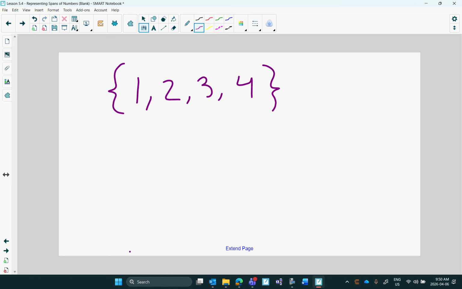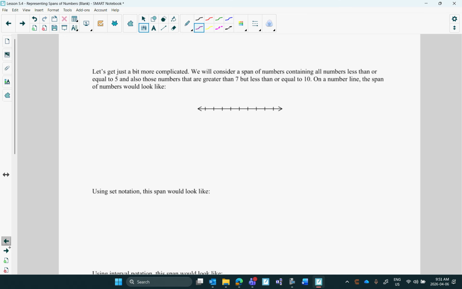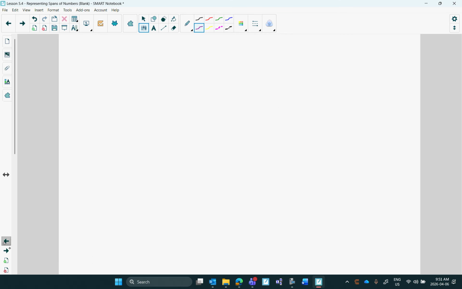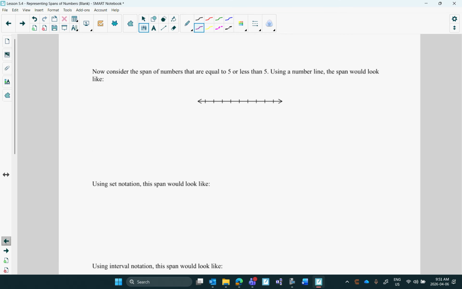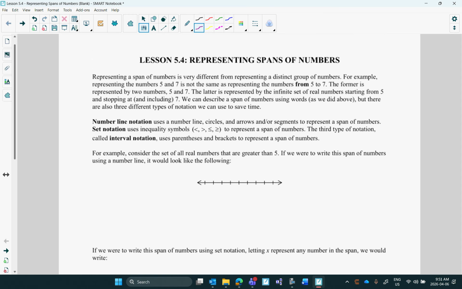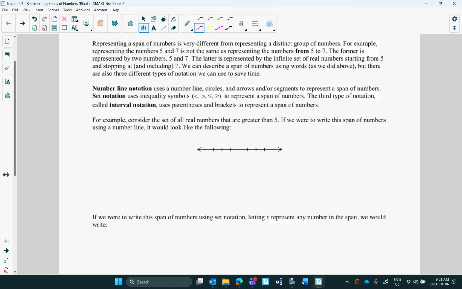Okay. The point I'm trying to make is we need a different type of notation because you can't list them. It's impossible. Okay. So there is a way to do it. There's actually 3 ways to do it. Perfect. And that's what we're going to talk about today. I know this looks like a long one, but actually the pages are very quick. So 3 ways you can do it.